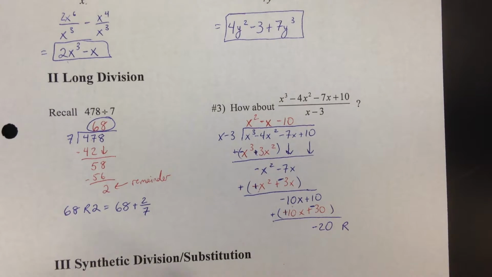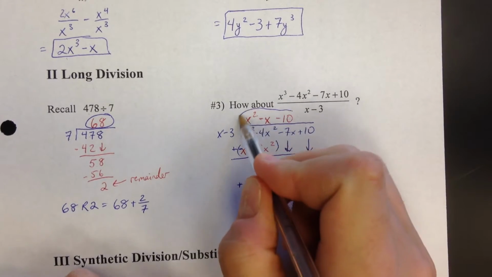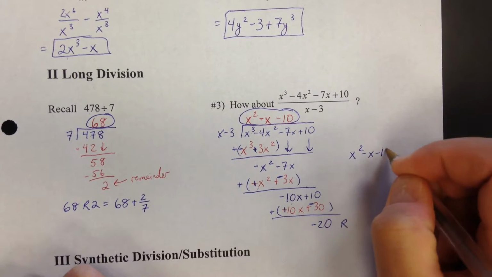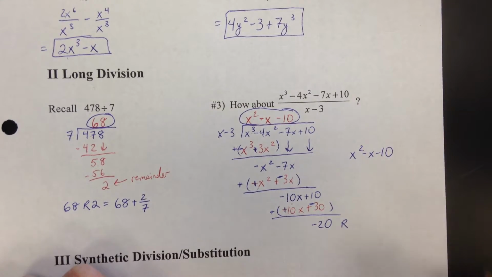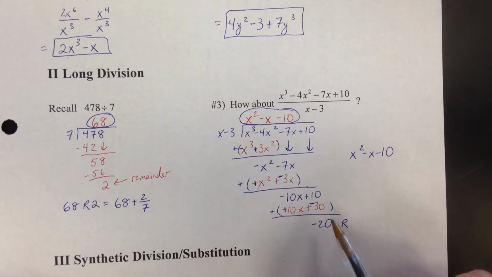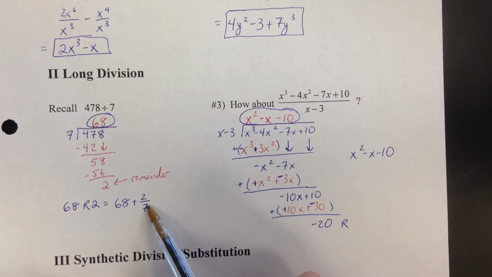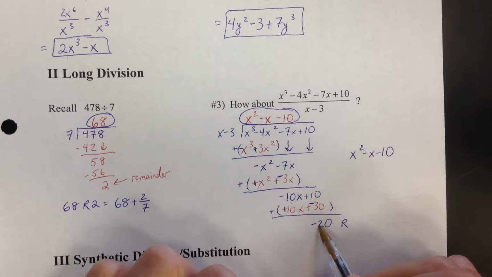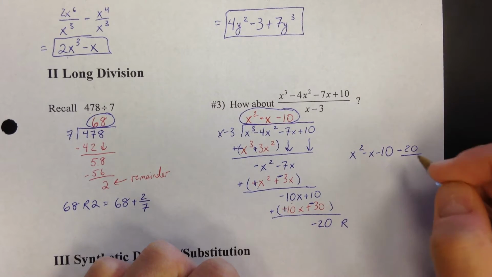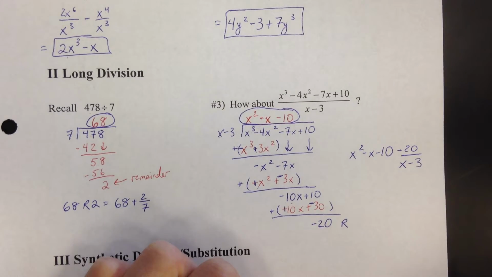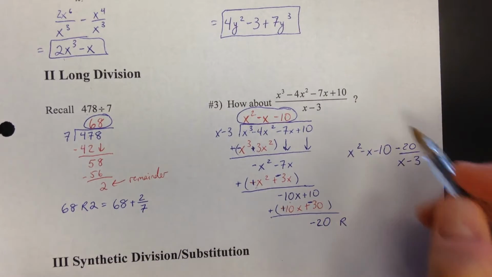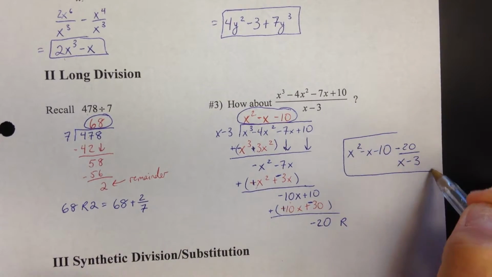Okay, so the way I'm going to write the answer, my top expression here is the first part of the solution, x squared minus x minus 10, but I do have a remainder. Now I'm going to write the remainder as a fraction like I did here. So I take that number, which is negative 20, but that's still being divided by x minus 3. So I still do have a fraction here, minus 20 over x minus 3. This is the solution.